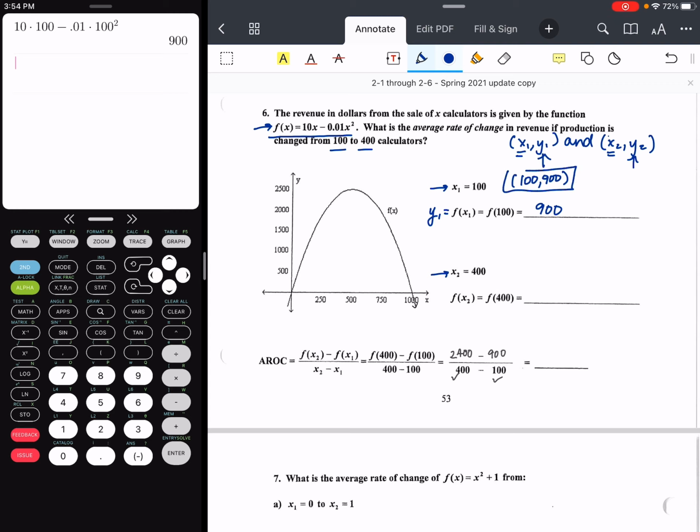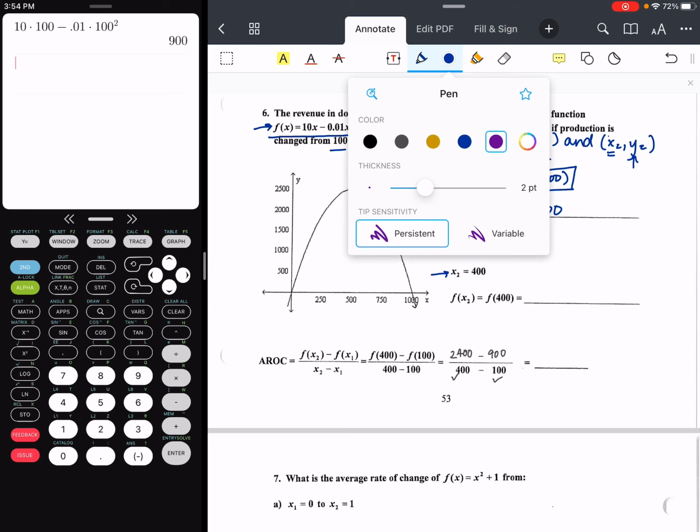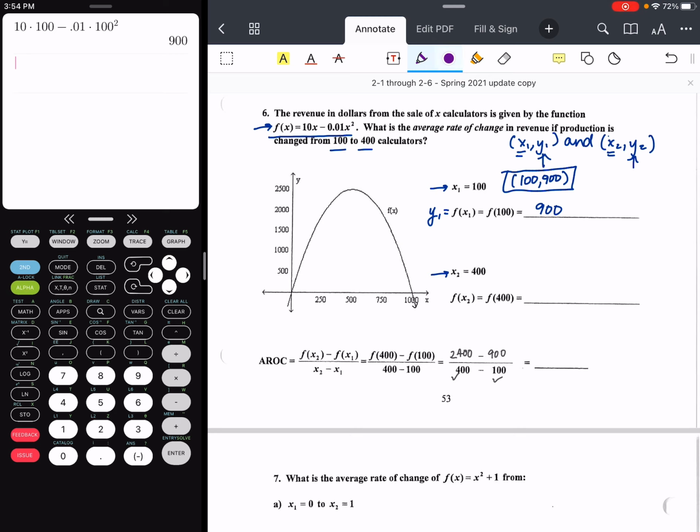So that's my first ordered pair. For my second ordered pair, I know x sub 2 equals 400. So I know my x value equals 400. I need to fill in my missing y value. And to do that, I'm going to calculate it using my function. F of 400 would be 10 times 400 minus 0.01 times 400 squared.